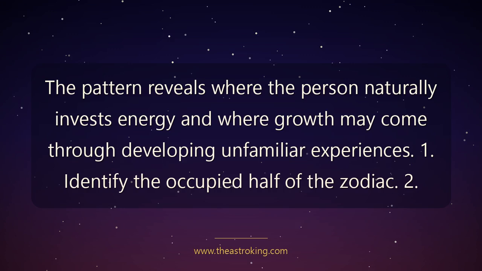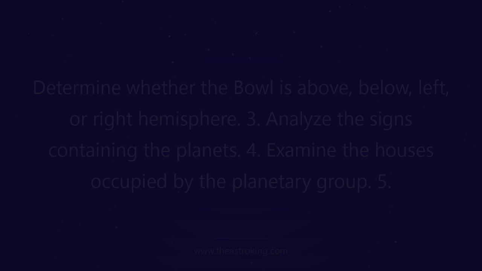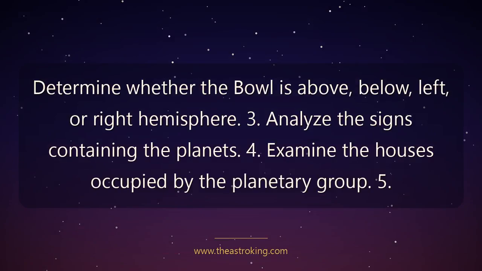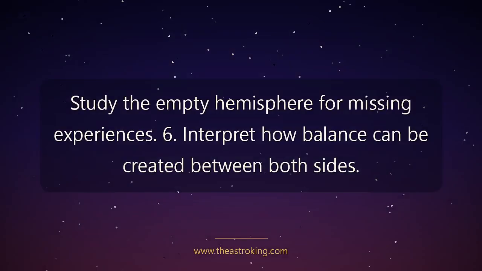1. Identify the occupied half of the zodiac. 2. Determine whether the bowl is above, below, left, or right hemisphere. 3. Analyze the signs containing the planets. 4. Examine the houses occupied by the planetary group. 5. Study the empty hemisphere for missing experiences. 6. Interpret how balance can be created between both sides.